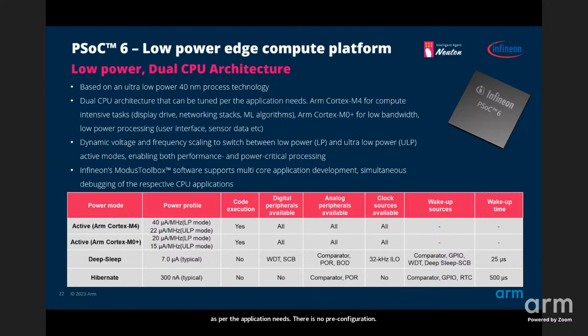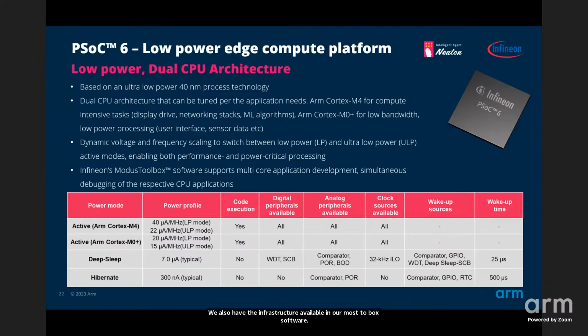Also, depending on your runtime application needs, we have a dynamic voltage and frequency scaling option available. So you could switch between lower power, frequency throttled operation, the ultra low power mode, or a higher frequency low power operation, even in the active mode. So even in runtime active mode, you could throttle the power and frequency based on your application needs. And to support this multi-core application development, we also have the infrastructure available in our Modus Toolbox software.